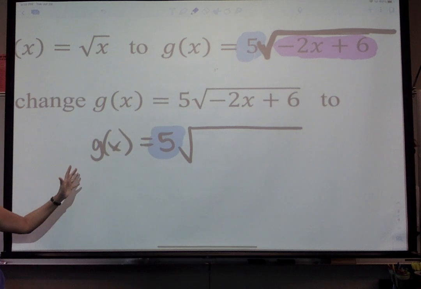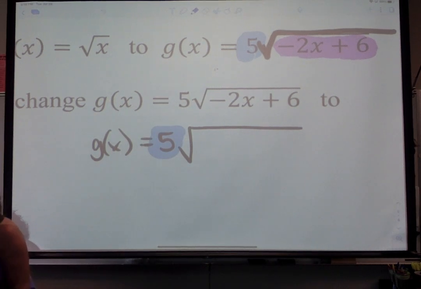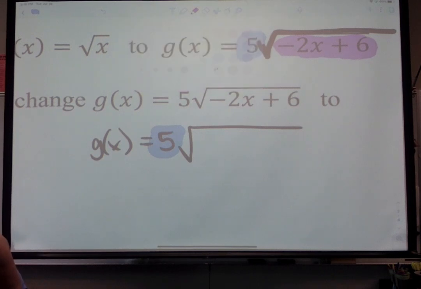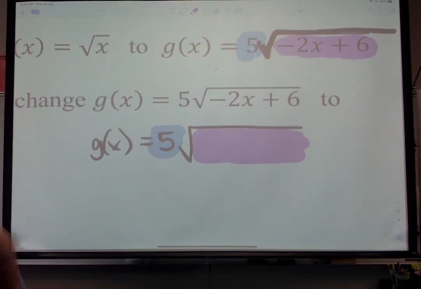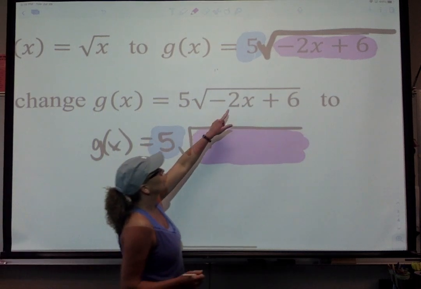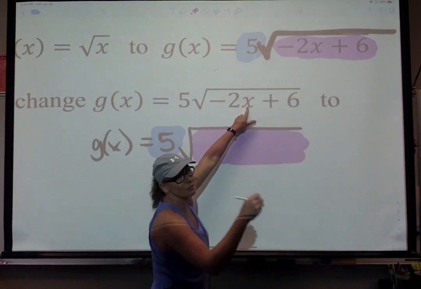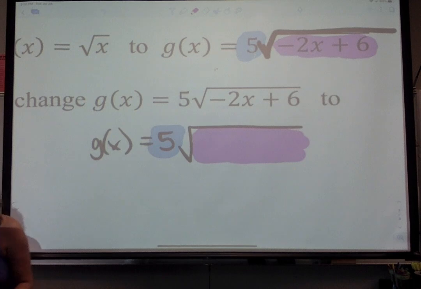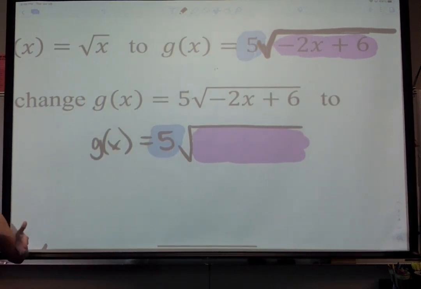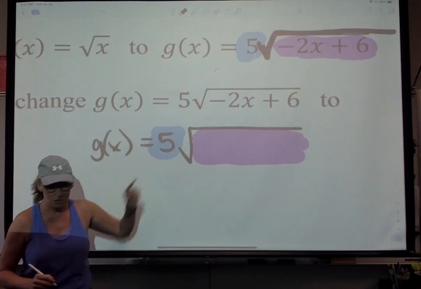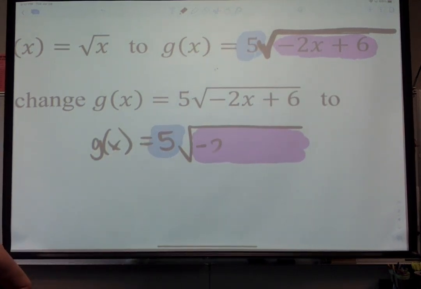So the 5 is going to stay a 5. It is still blue. Everything in here is going to stay pink. I just need to pull the -2 off of the x. Don't make the -2 blue. Just pull it off of the x. It's still under the root. See? Still under the root.